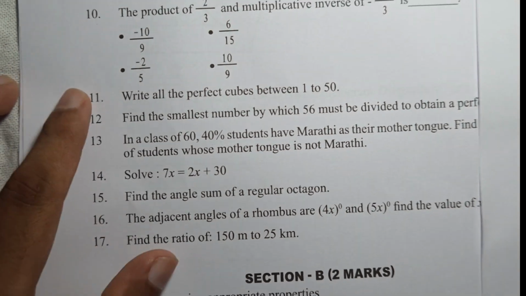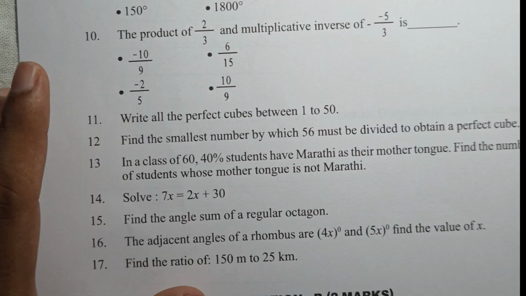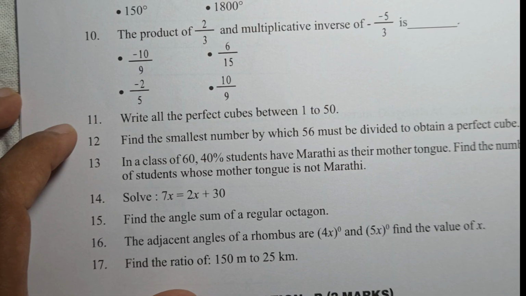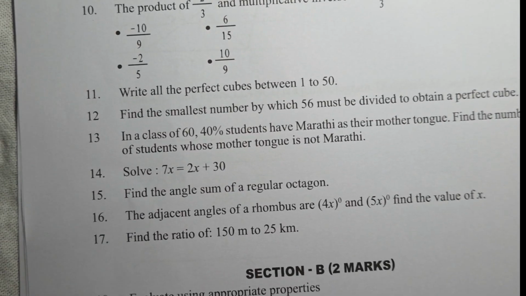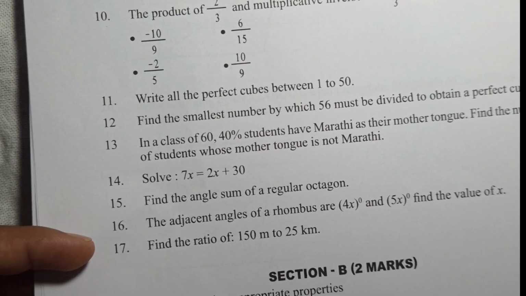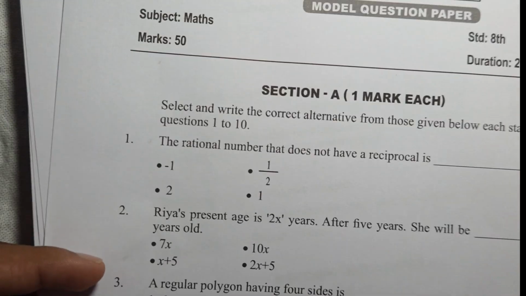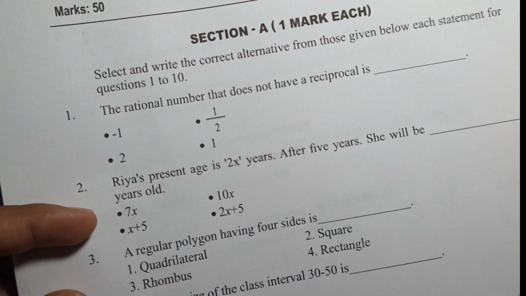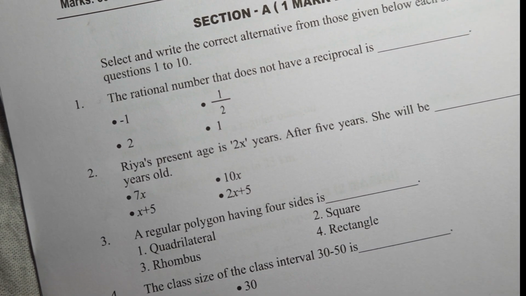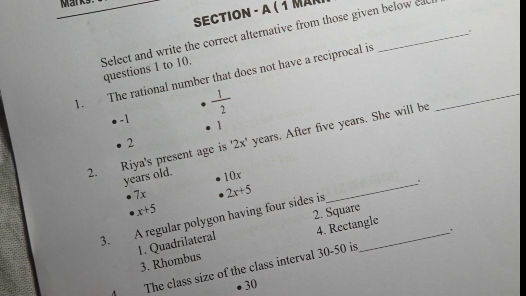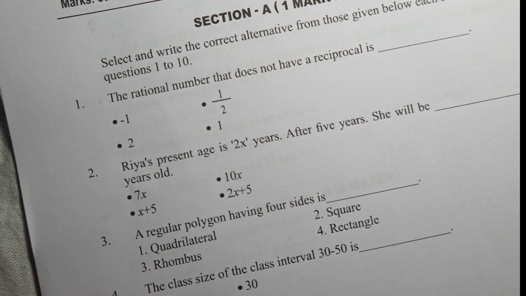Till question 10 it is an MCQ wherein you have options, whereas from 11 to 17 there are no options as such. So we have questions till 10 with options. Let us try the first one. The first question is: the rational number that does not have a reciprocal is.